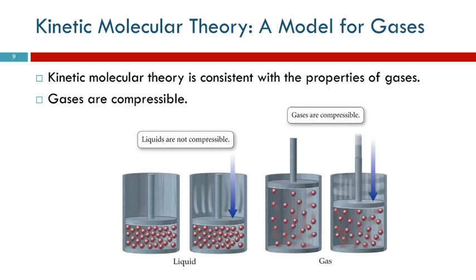So this theory is consistent with what we observe as properties of gases. Gases are compressible. You have a gas in a cylinder, you can push down on the plunger here, the piston, and you can squeeze the gas together. Why can you do that? Because there's a bunch of empty space between the particles, right? And so here we're forcing the particles to be closer together. You can't do that with a liquid, because they're already touchingly close. There's not any empty space that you can squeeze out, okay?